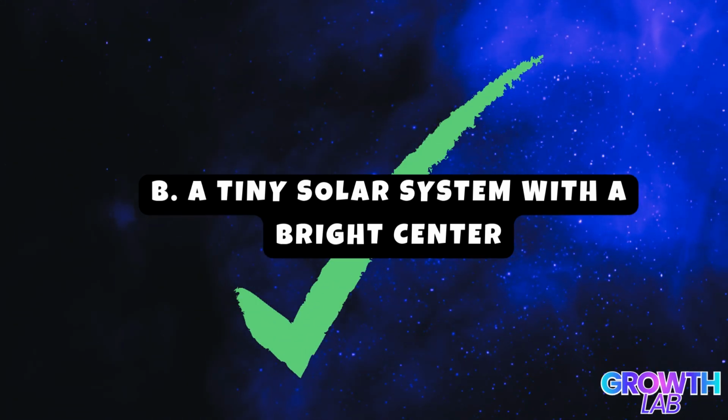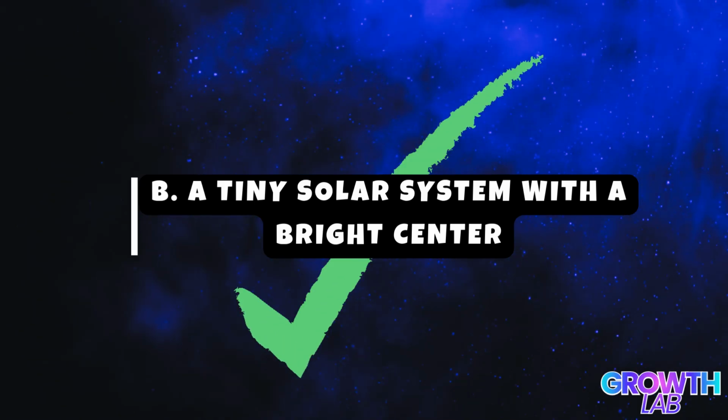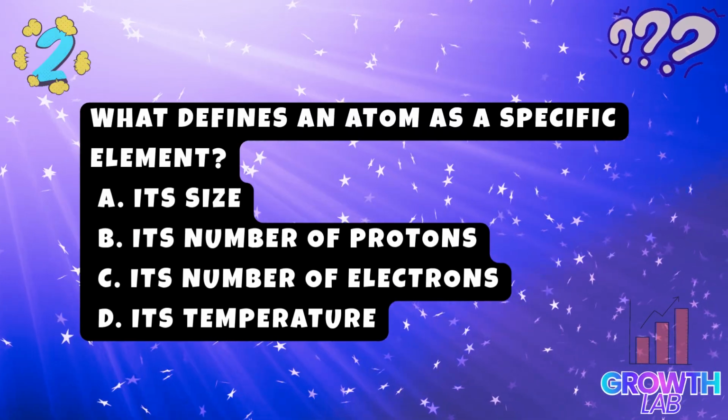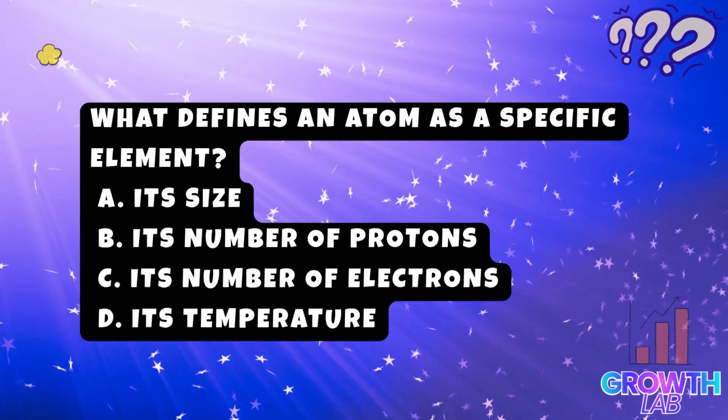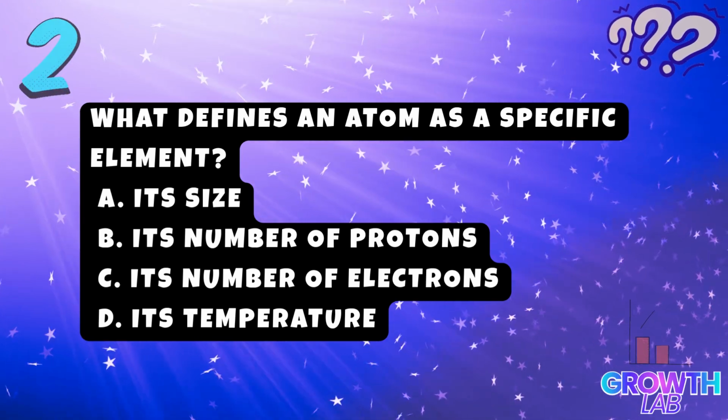This image shows a nucleus in the center with particles moving around it. Question 2. What defines an atom as a specific element? Answer options are: Option A, its size. Option B, its number of protons.